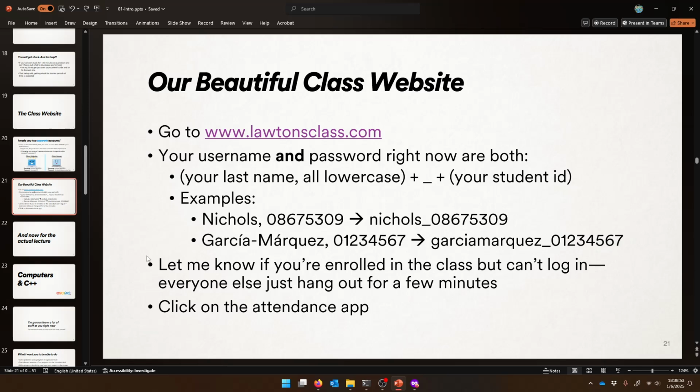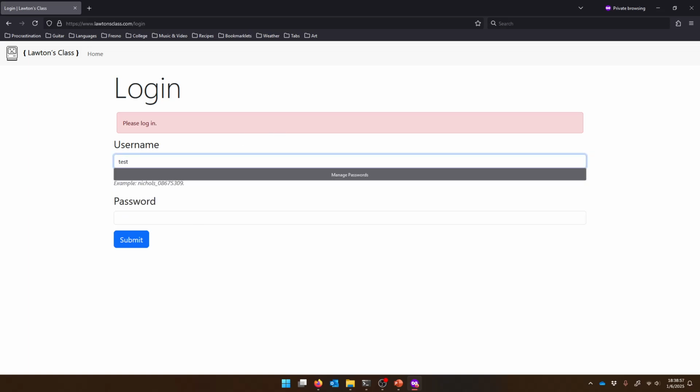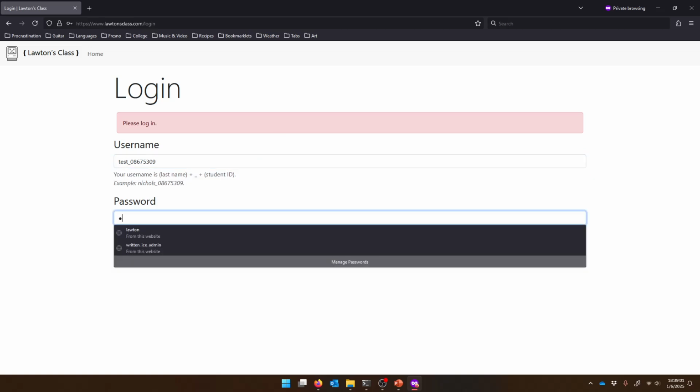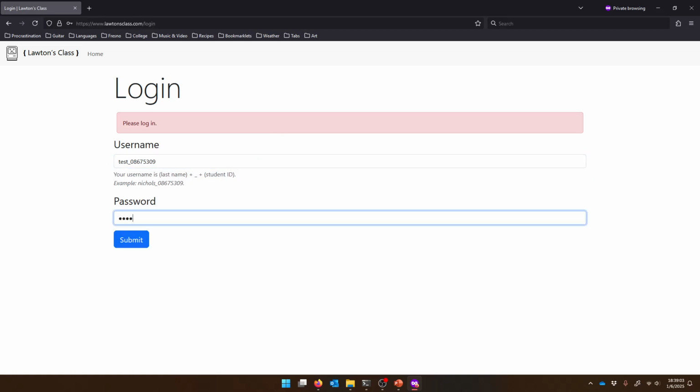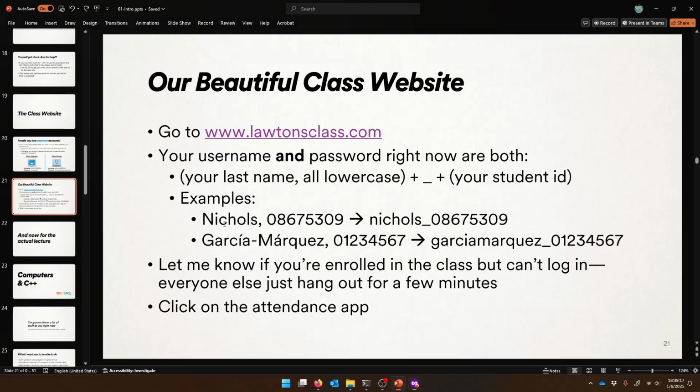Please let me know if you have any trouble getting in. Let me log in as my test student to show you what it's going to look like for you, if I can remember its password. Cool, so this is what you're going to see. If you're in the in-person class, you're going to be using a lot of these. If you're in the online class, you're going to be using this AutoGrader grades link. That's where you care about going. So that is the class website, and that's it.